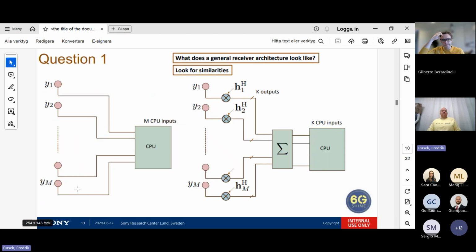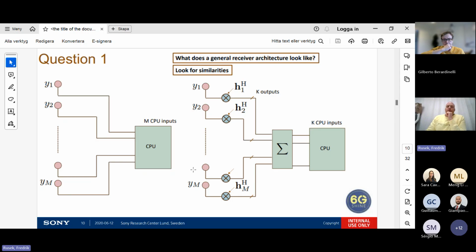So we can now address the first question. What does the architecture of a receiver actually look like if we do not have one of these two? If I don't have this one, the conceptually simple one or the MRC one, then what should I do?